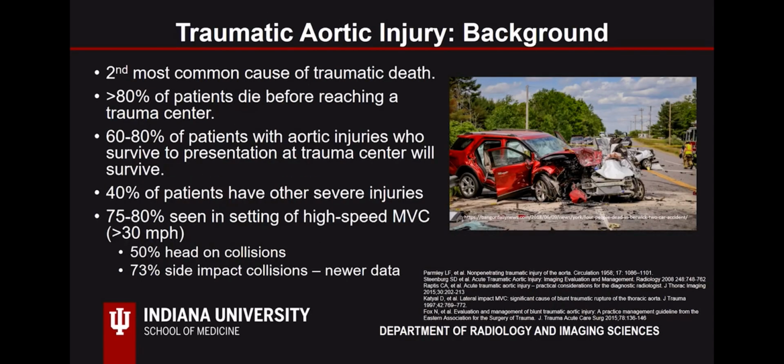Traumatic aortic injuries are the second most common cause of traumatic death in road traffic accidents, second behind traumatic brain injury. A vast majority of these patients, over 80%, die usually at the scene, but at least before reaching a trauma center. However, patients who do survive to get to a trauma center, a majority of those patients will ultimately survive their injuries. The literature says about 40% of patients have other severe coexisting injuries. In my experience, that percentage is actually higher than that.